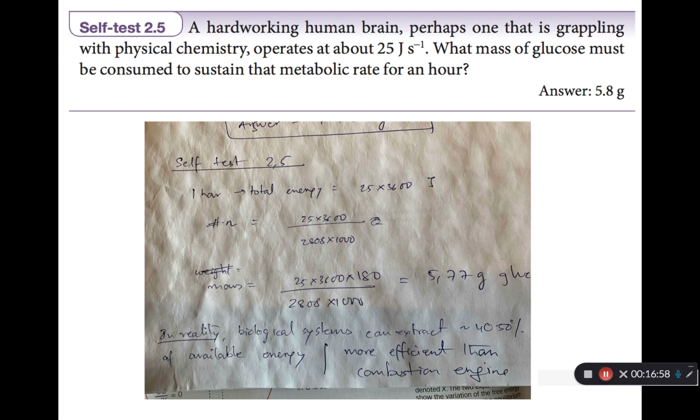In reality, of course, a biological system can extract 40 to 50% of the total available Gibbs free energy. Oh, this slide is wrong. It's not available energy, but available Gibbs free energy when it consumes glucose. A combustion engine, such as in a car, would only be able to extract 5 to 10%. So biological systems are very, very efficient in extracting energy. So in fact, you must eat about 12 grams of glucose. But this is, of course, only the energy that will be consumed in the brain, assuming it is at 25 joules per second. You will also need more glucose because you will do work while breathing, talking, and so forth.